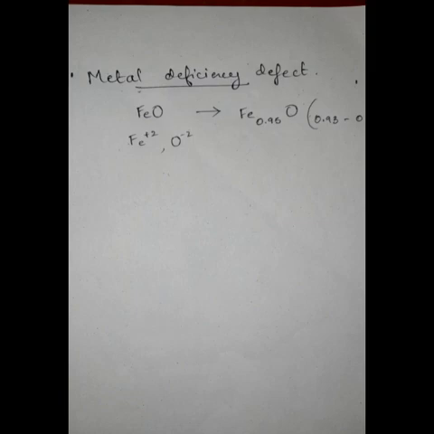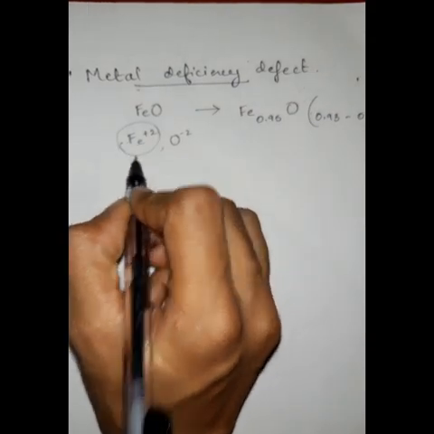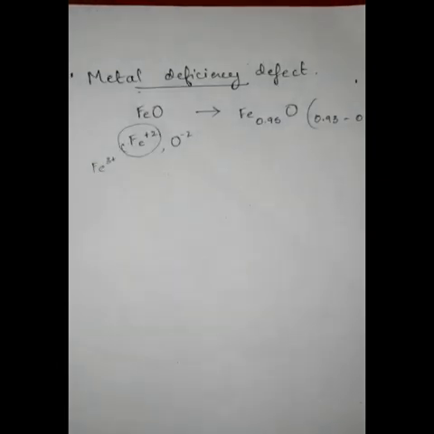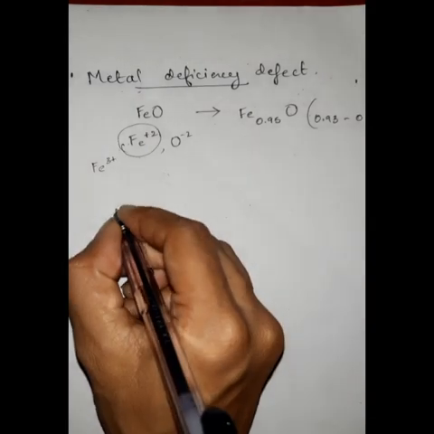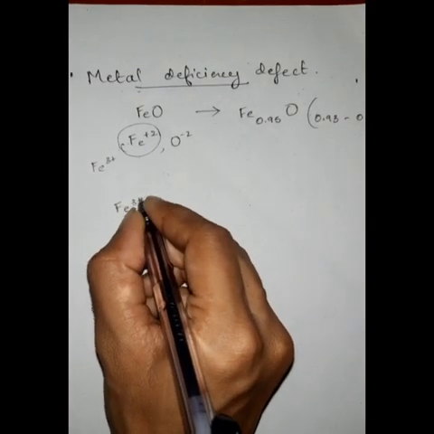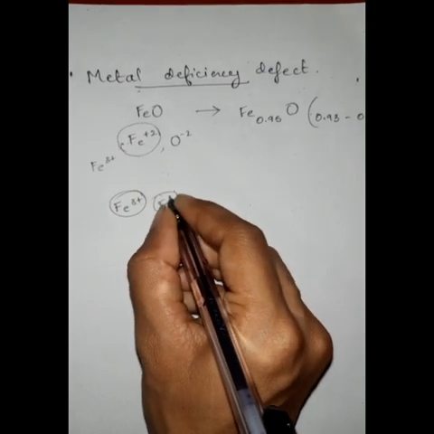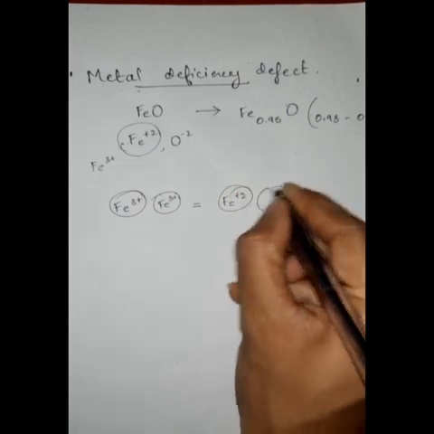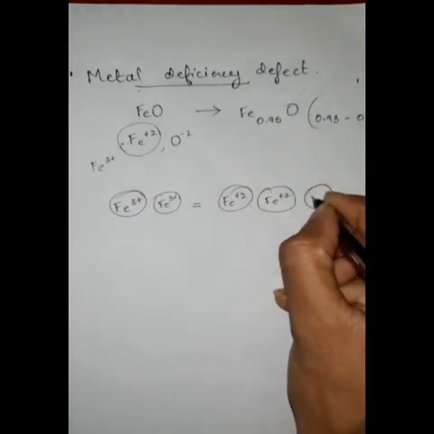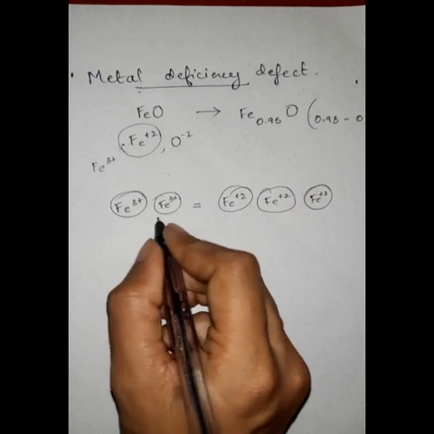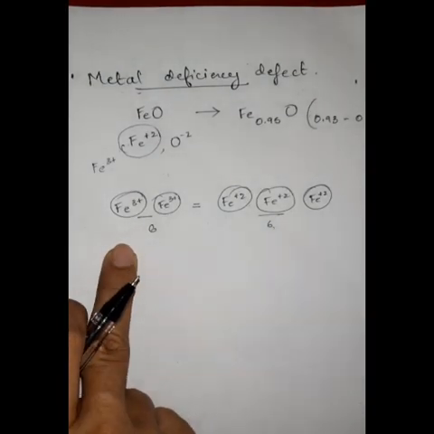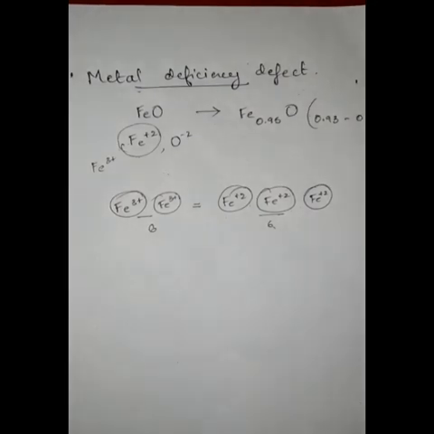Here what happens is, instead of Fe plus 2, Fe3 plus ion occupies the space of Fe plus 2. If you see the charge, 2 ions of Fe3 plus is equal to 3 ions of Fe plus 2, right? Now here the charge is 6, here the charge is 6. So 2 ions of Fe3 plus is equal to 3 ions of Fe plus 2.